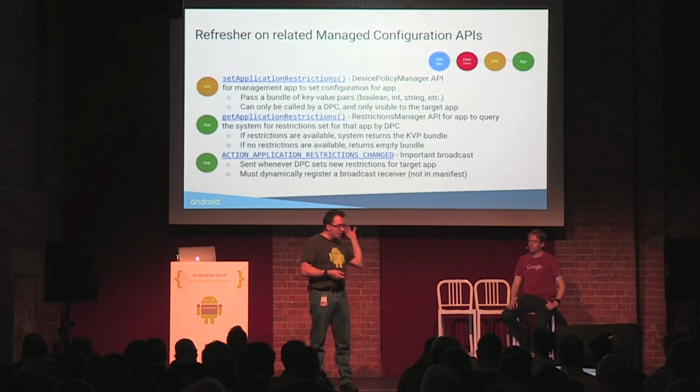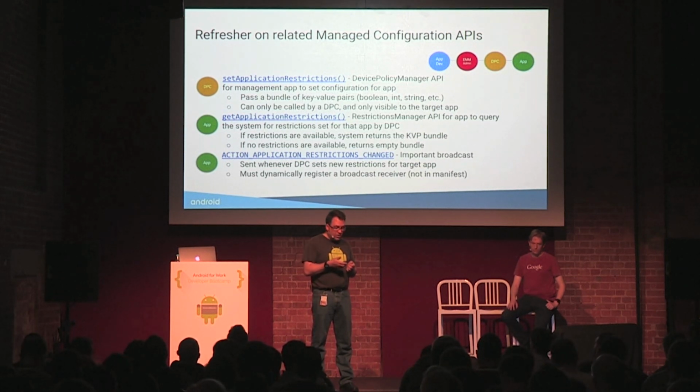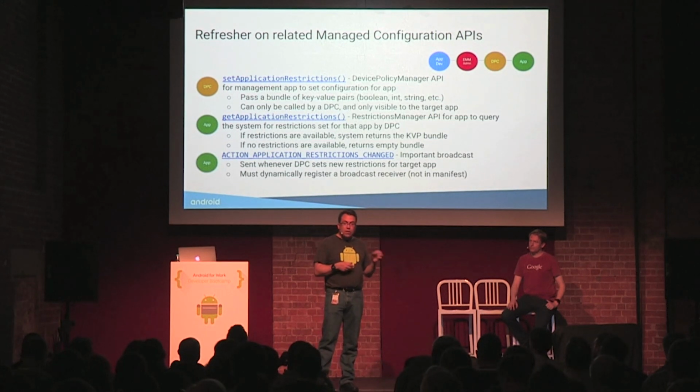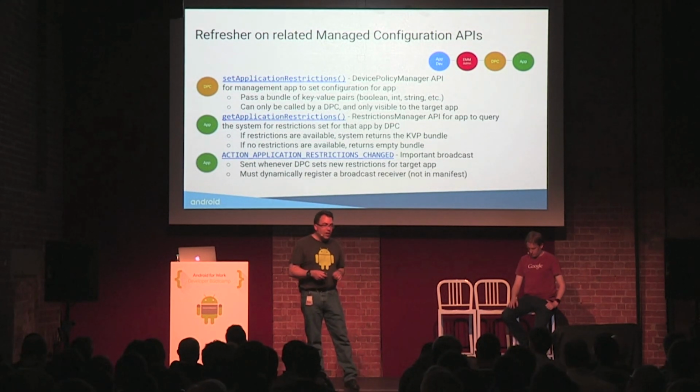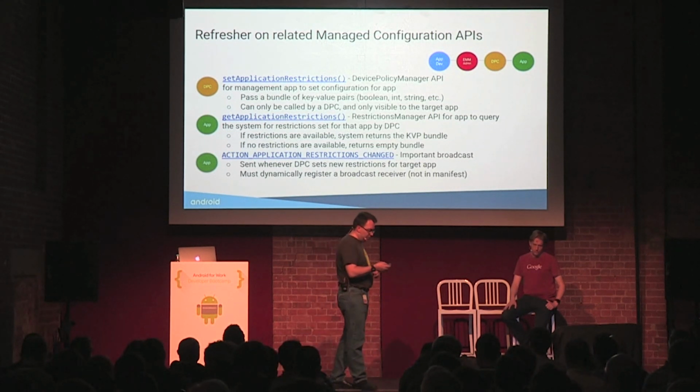So these are the specific APIs. None of this is particularly new. This has been here since Lollipop. But you can now use that to tee up and take full advantage of OAuth for single sign-in.